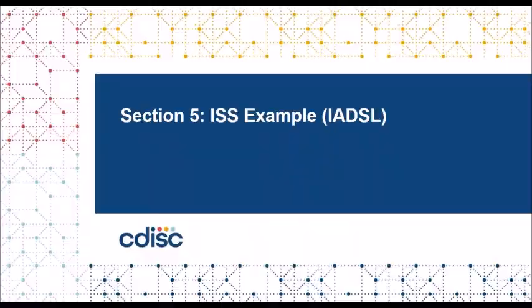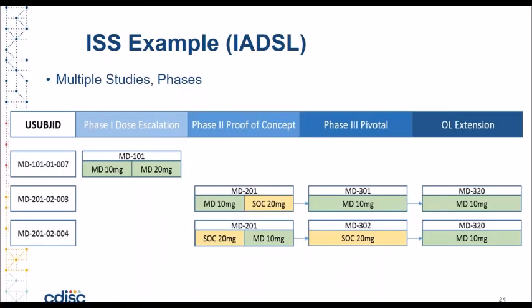So here's an example of how we put that together. We've got 3 subjects here, and we've got 4 different studies: a phase 1 dose escalation study, a phase 2 proof of concept, the pivotal study, and the open label extension. So no one was in all 4 studies. The first subject was only in the first study, the phase 1. The second subject was in the phase 2 proof of concept, one of the phase 3 studies, there's 2 different ones in there, and the extension. The third subject was in the phase 2 proof of concept, the other phase 3 study, and the open label extension.